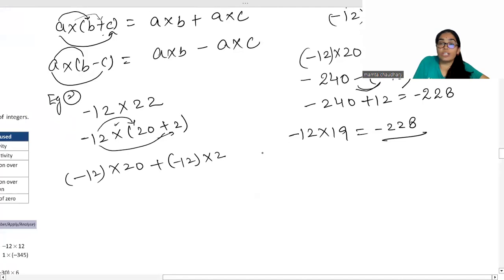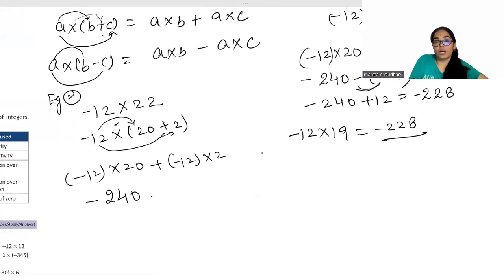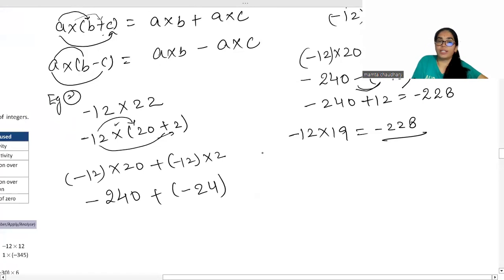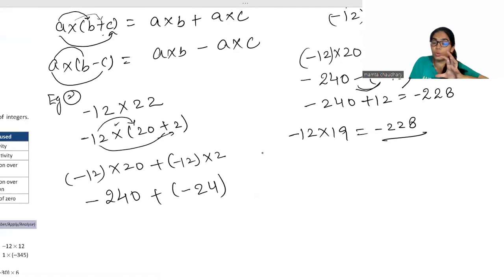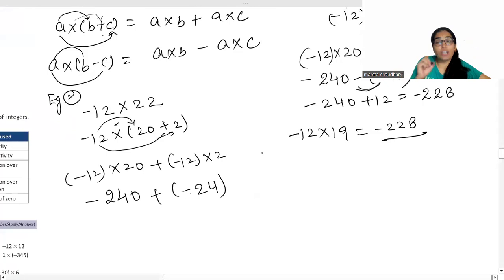Now this minus 12 into positive 20: minus into plus will be minus. 12 20s are 240. Now plus, here minus 12 into plus 2. Minus into plus will be minus, 12 twos are 24, right? Now this 24 has two signs together, plus and minus. So we will make one sign only. As these are opposite signs, we will convert it into negative sign. So minus 240, minus 24.